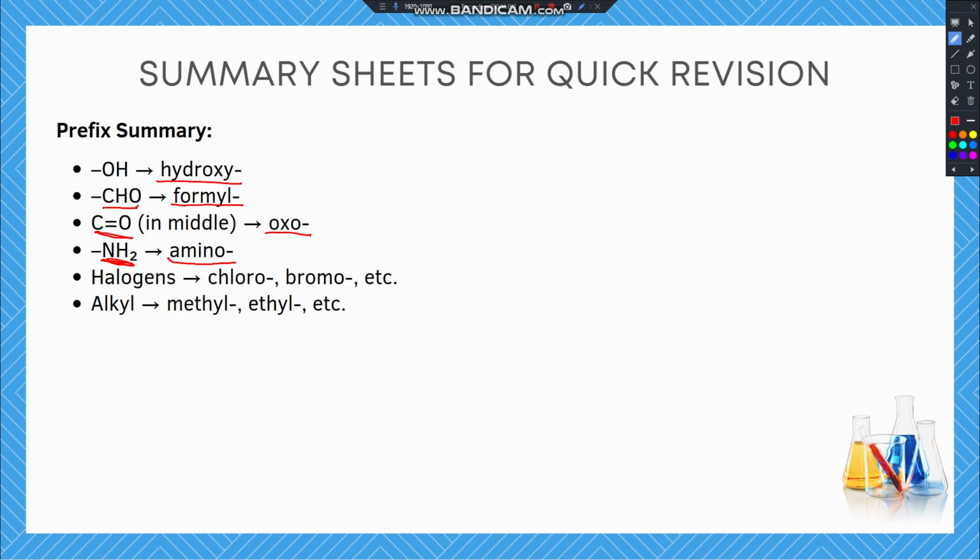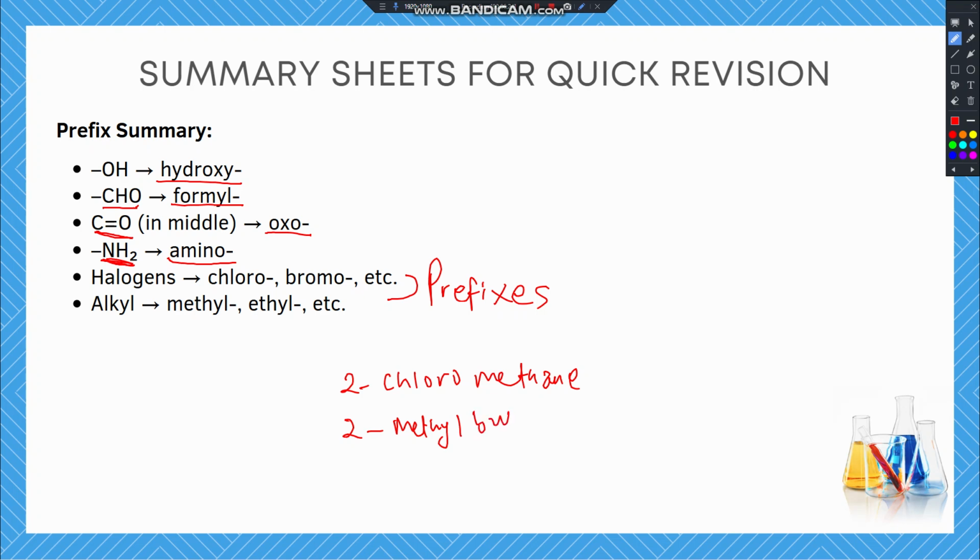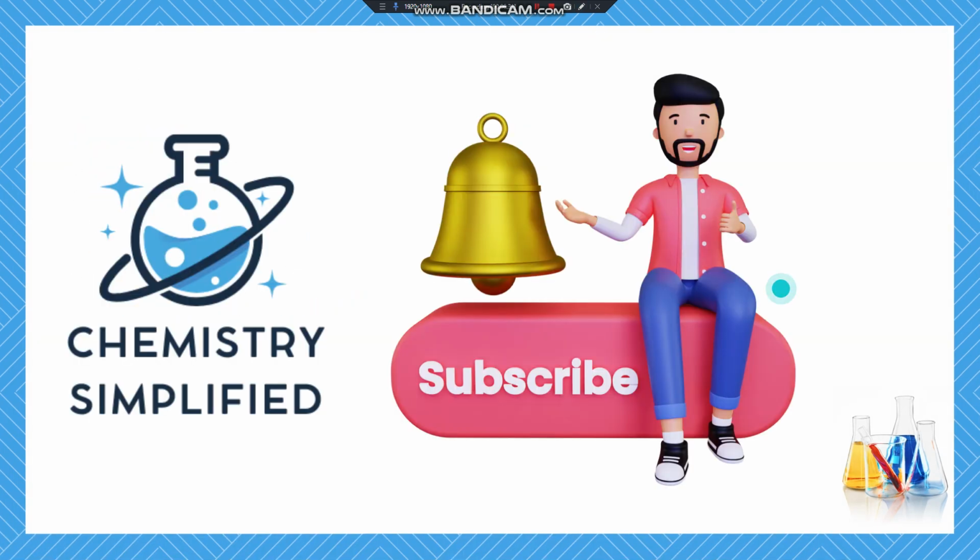And then halogens and alkyl functional groups are always used as prefixes. Whenever they appear in a compound and you want to name it, you start by using their name first. That's why you have names like 2-chloromethane. Their names will always come first. You can have 2-methylbutane. Their names will always come first if it is an alkyl or a halogen functional group.